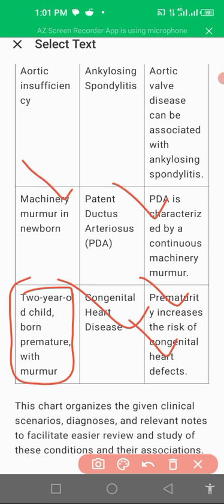So these are some of the most important questions related to cardiology, which are often repeated in the FCPS exam. So I wanted to share them with you.